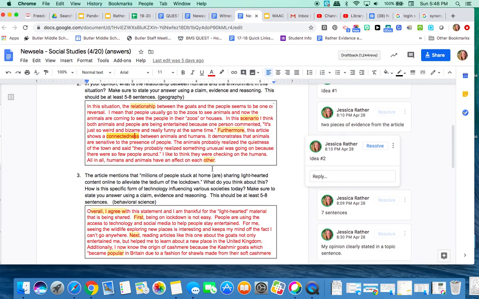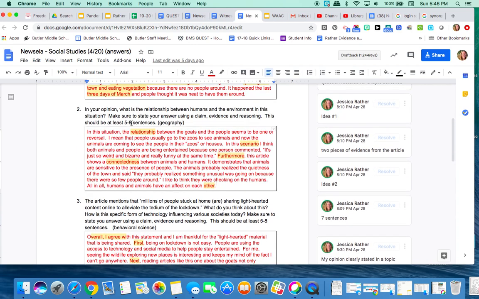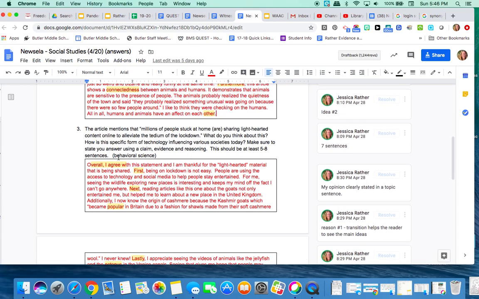Okay? And it is 7 sentences. That's the other thing I wrote because a lot of people are answering this in 2 or 1 sentence. If it says 5 to 8 sentences, I would like you to push for that so you can work on expanding your writing and your ideas and your thinking. Okay? All right, the last one was in response to a quote. The article mentions, and then it says, what do you think about this? When I ask multiple questions, those are to kind of guide you as to what should be going on in your response. Again, this says 5 to 8 sentences.